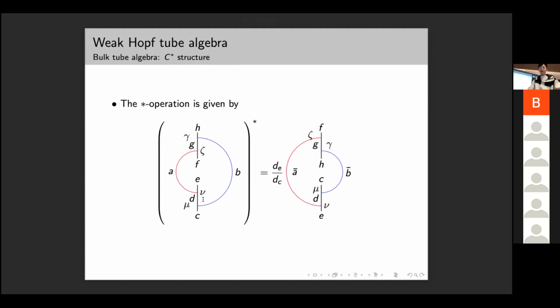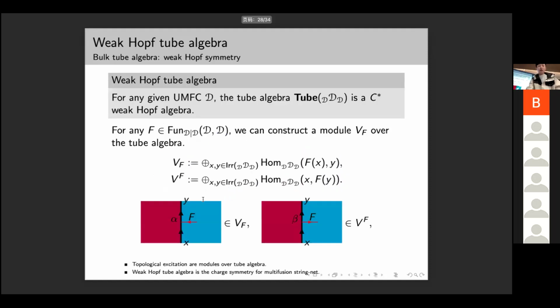A star operation can be defined in the following way. And we can show that this Hopf algebra is a C star weak Hopf algebra. Now, to argue that this gives the weak Hopf algebra, we need to argue that its representation category just matches with the topological phase of this string-net model.